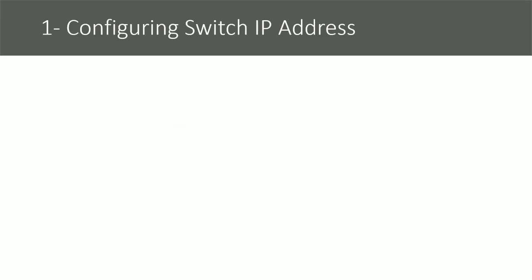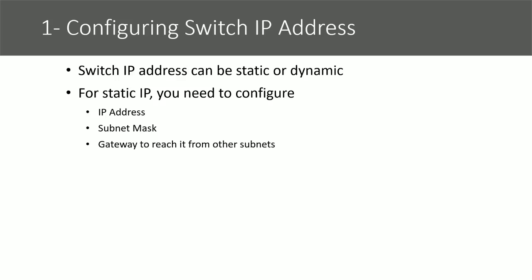So let's start by configuring the switch IP address. The switch IP address can be static or dynamic. For a static IP address, you need to configure the IP address for the switch, the subnet mask, and the gateway to reach this switch from other subnets in the network. We will talk more about IP addresses and subnet masks in other videos, but for now, you need to know that these parameters should be configured to get access to the switch remotely.